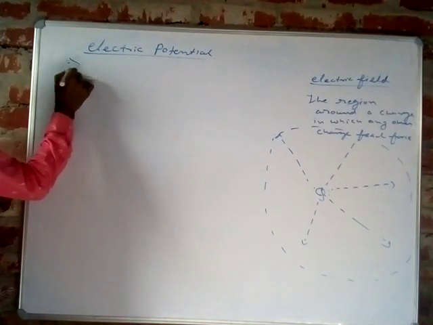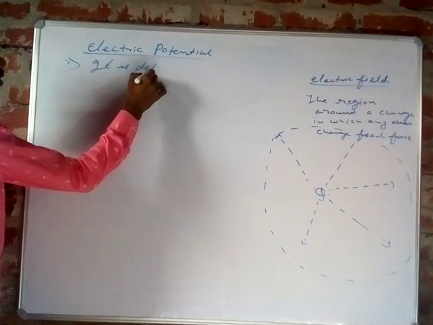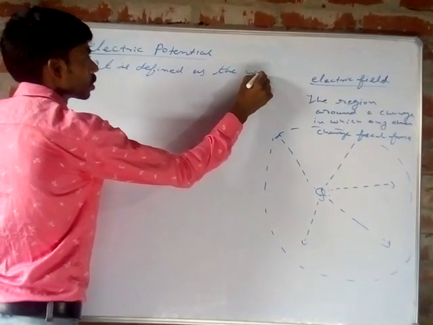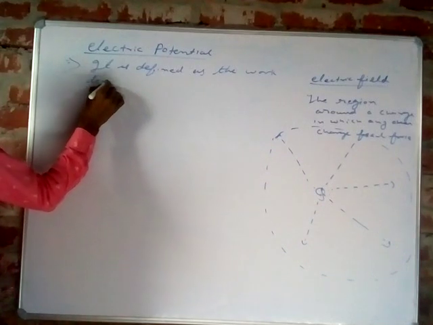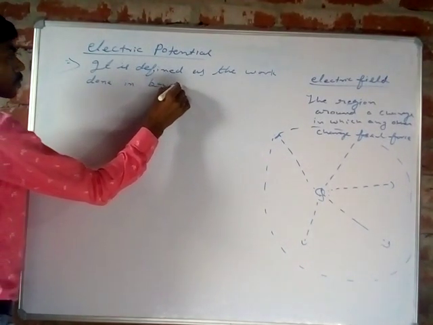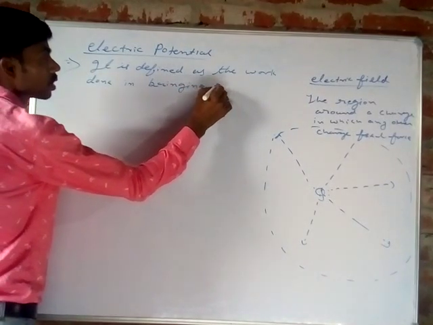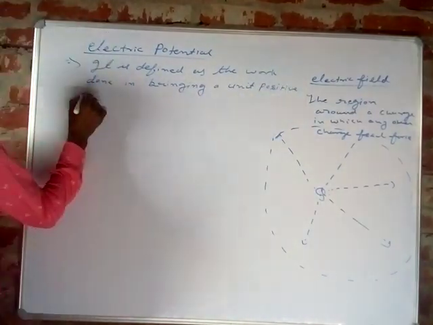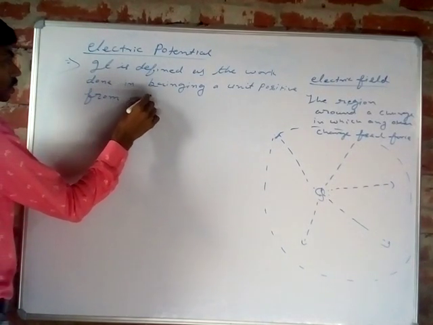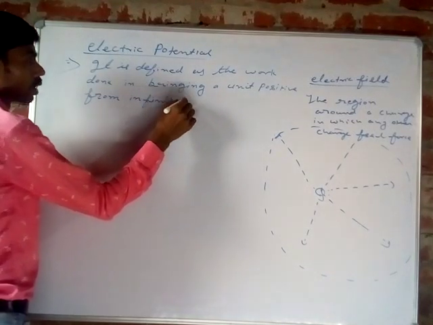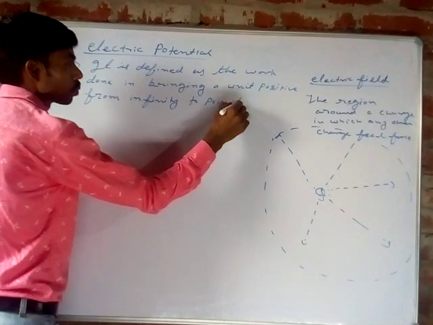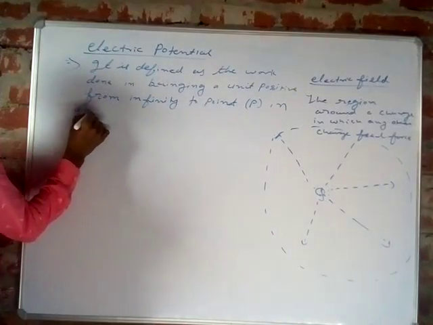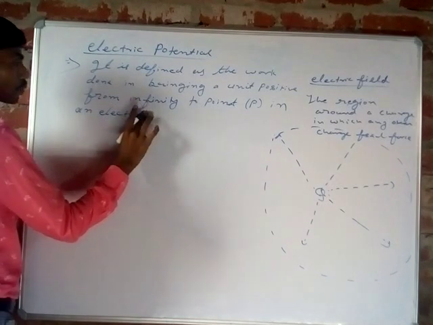So electric potential is defined as the work done in bringing a unit positive charge from infinity to point P in an electric field.